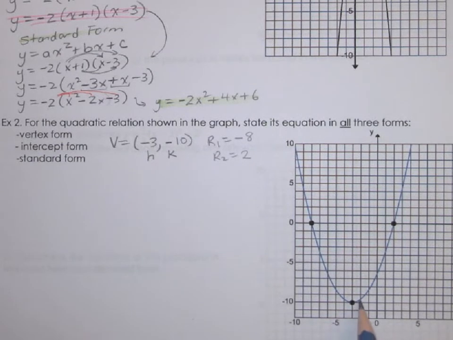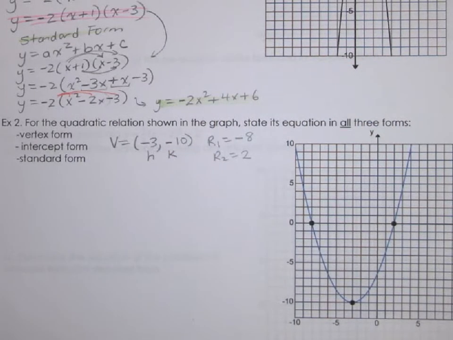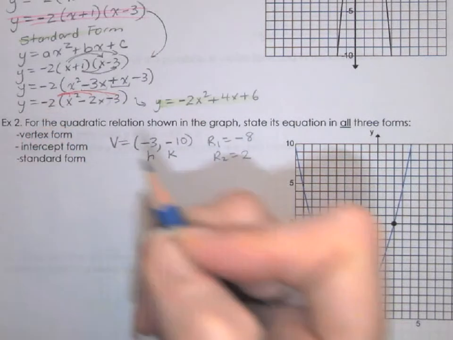value. You might say, well, I'm going to guess it's a half. If it was, then you'd go over 1, up a half, over 1, up 1.5, which would put you here, but it's not. So that means that we have to use the information on how to find the a value. We can find the a value using either vertex form or intercept form. We have enough information because we have both intercepts and the vertex. So I think I'll do it using intercept form.